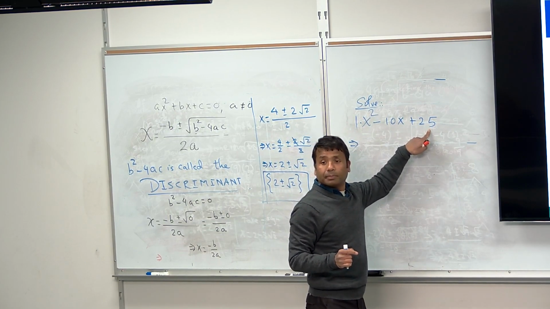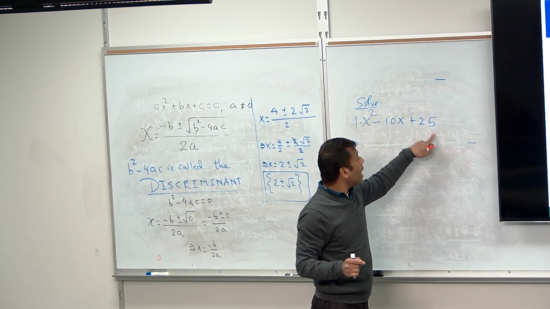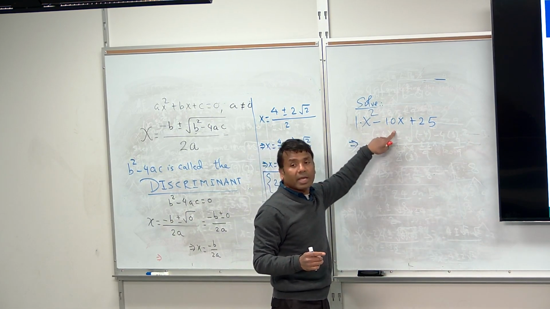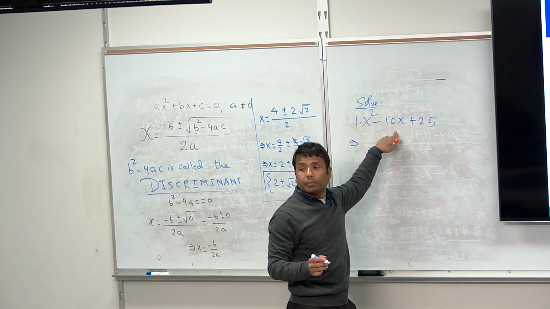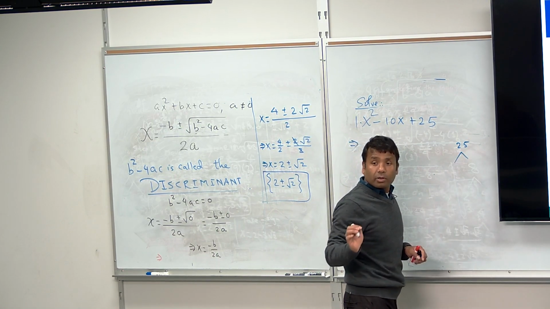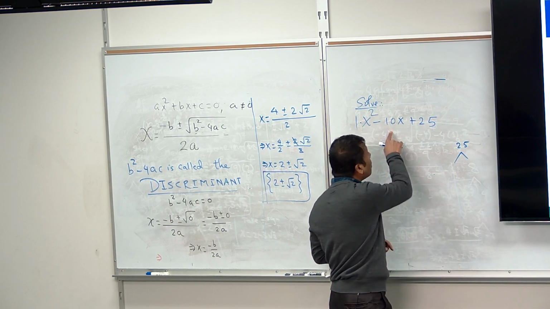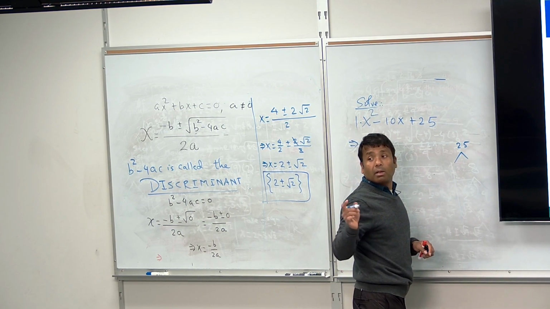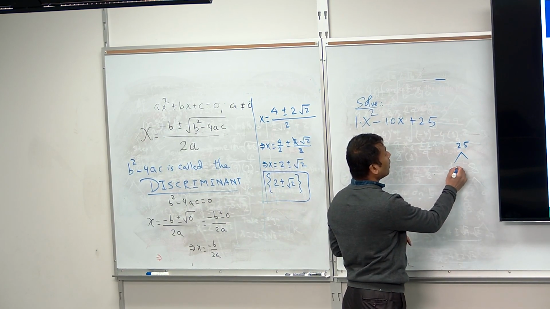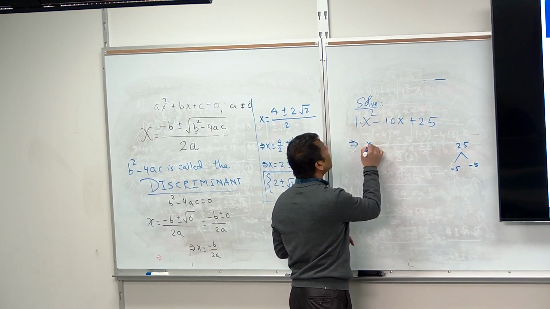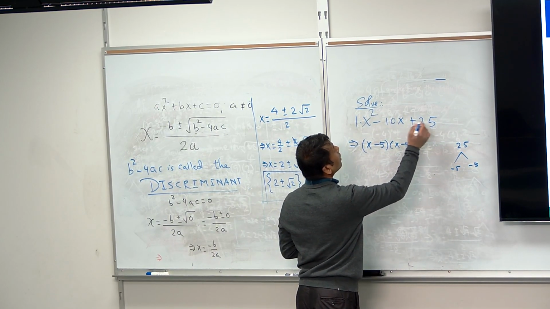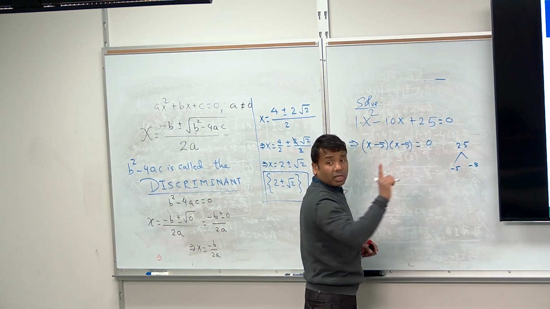So what is 1 times 25? 25. What are the factors of 25 such that the sum is negative 10? Exactly, negative 5 and negative 5, right? So now you can write here x minus 5 times x minus 5 equal to 0. Are you guys with me?